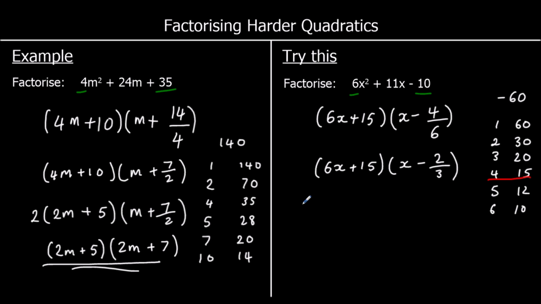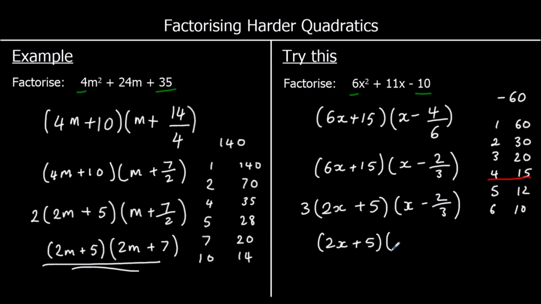So that will be 3 times 2x makes 6x. 3 5s make 15. And then we can multiply the second bracket by 3. So that will give us 3 times x is 3x, and 3 times 2/3 is 2.